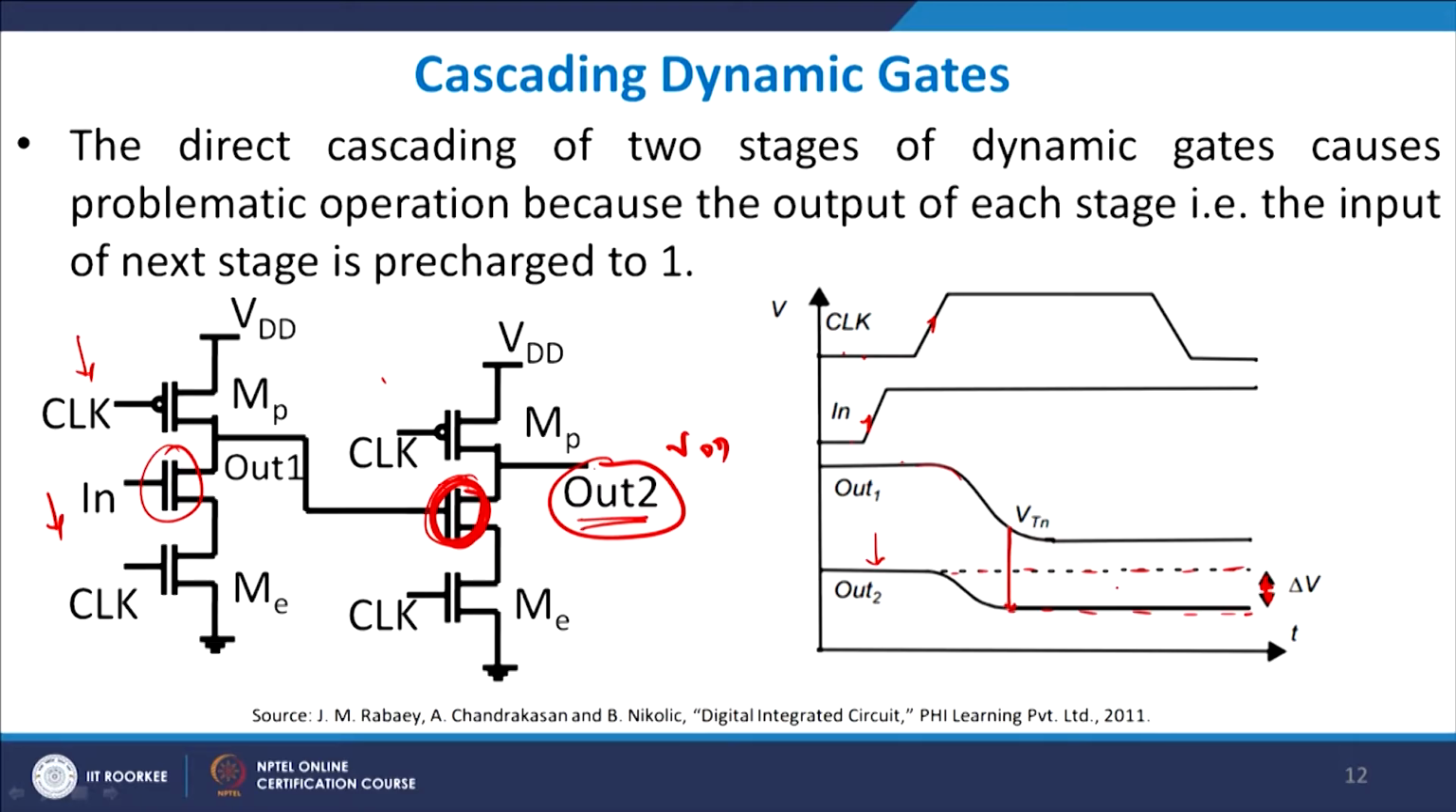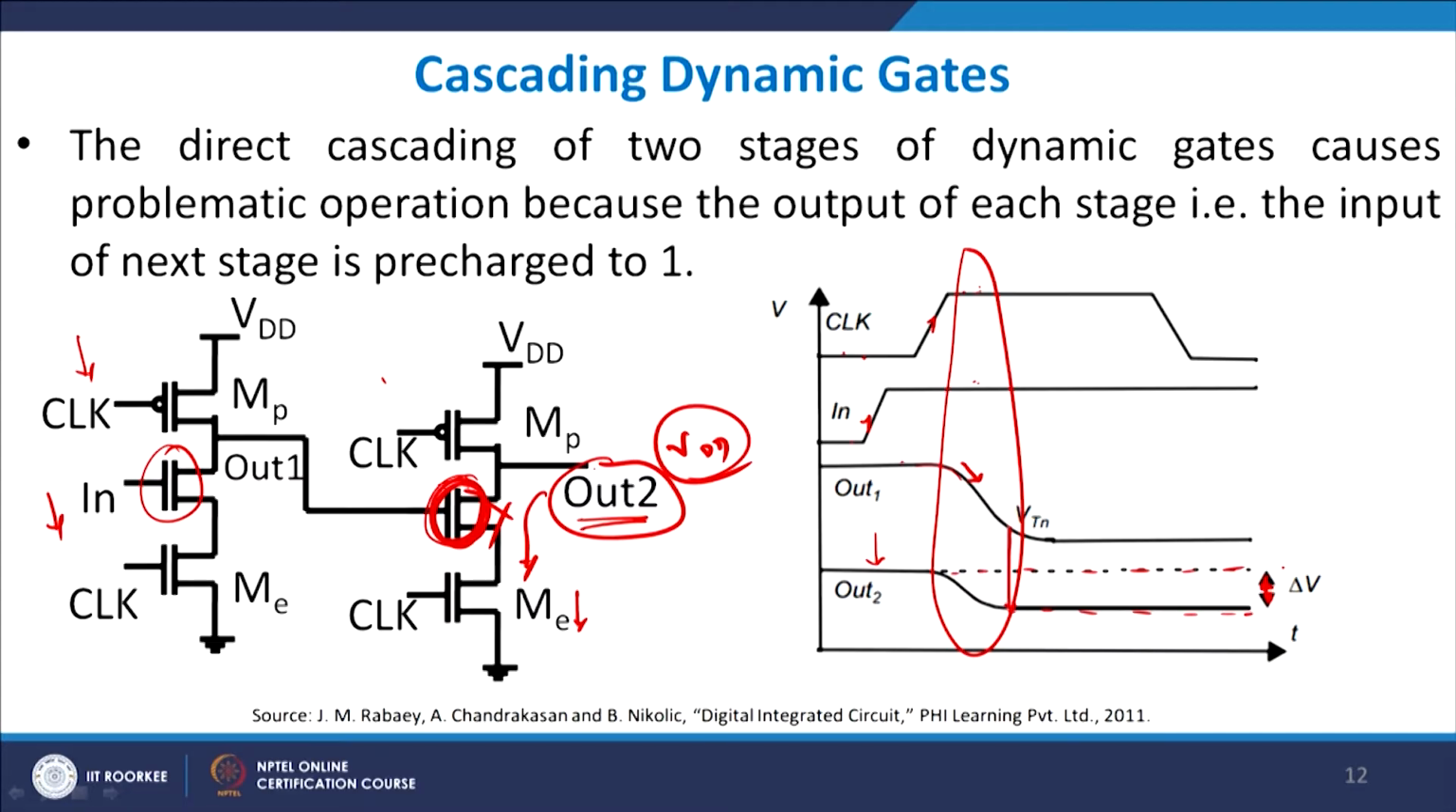So you see out 1 is falling down. When out 1 was initially high, clock is high and input is also high, so concentrate on this part. When clock is high and input is high, then ME is on, and out should actually fall down, and it is falling also. Ideally it should go to a low value if you allow this transistor to go to a large value, but then out 2, when it crosses the threshold voltage of the second transistor, cuts off this second transistor and latches to a value which is not equal to its initial value, and therefore you lose.